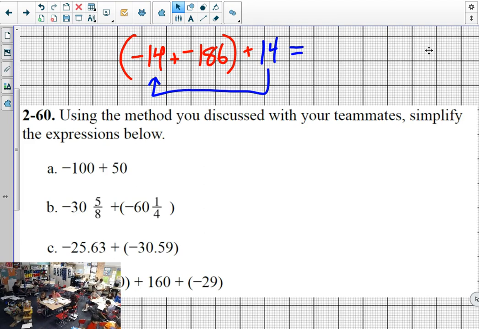Negative 100 plus. You have to switch this around. I switched it around, so it's like this. C is this. So it's 235 minus. This is 101.